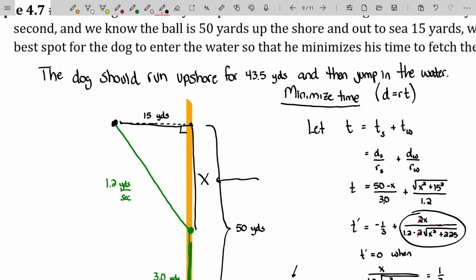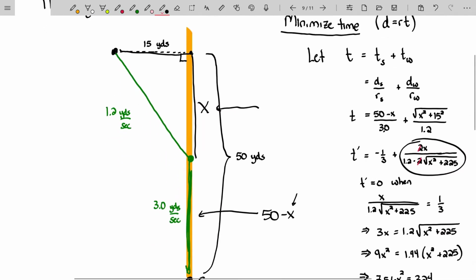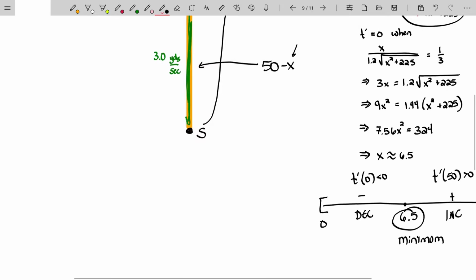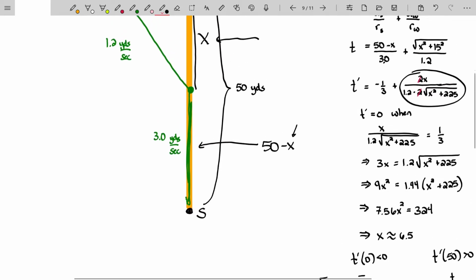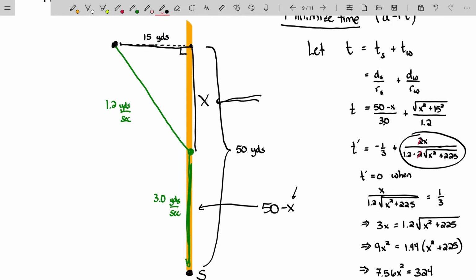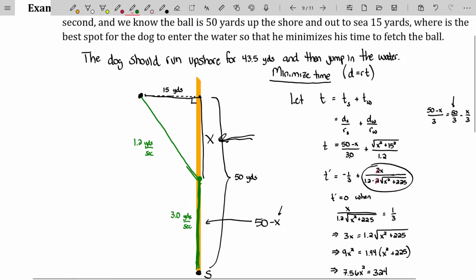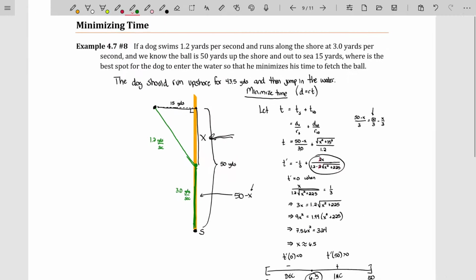That's because we found out that the time function is minimized when x, which is the distance here, is 6.5. That is, the dog ran along the green path for 50 minus 6.5, or 43.5 yards, and then hops in the water. There you go. That is a good minimized time problem.